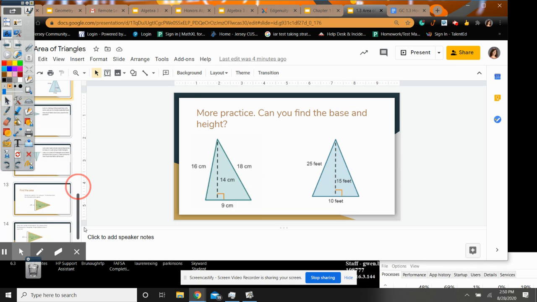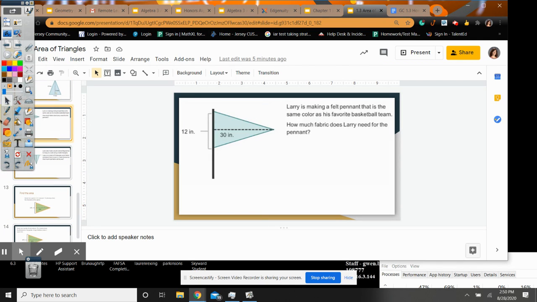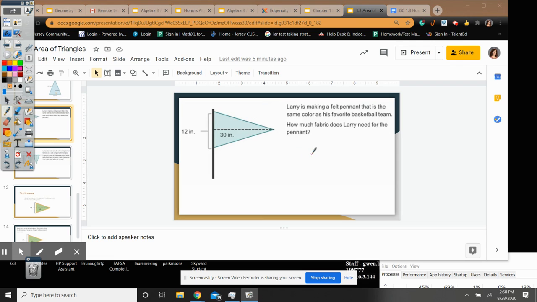How about some word problems? So Larry is making a felt pennant. It's the same color as his favorite basketball team. How much fabric is he going to need for this pennant?